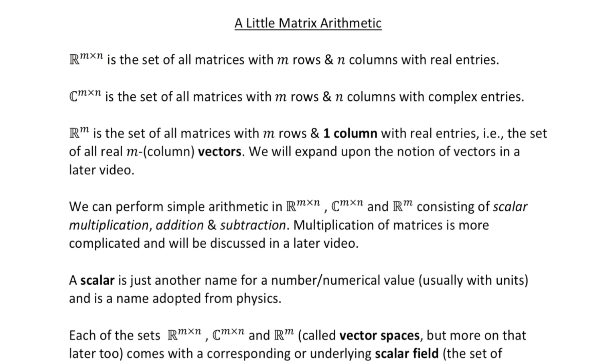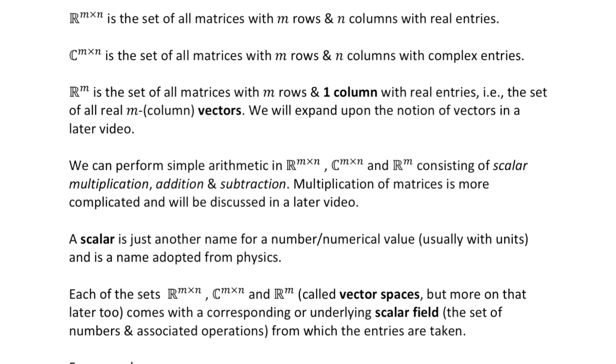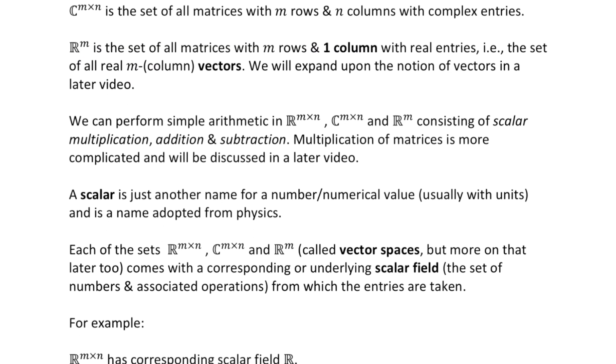R^m is the set of all matrices with m rows and 1 column with real entries. This is sometimes known as the set of all real m vectors or m column vectors. Okay? We'll expand upon the notion of vectors in a later video. We're only touching on it here as a matrix or an array of numbers for now. We can perform operations in each of these sets of matrices consisting of scalar multiplication, addition, and subtraction. Multiplication of matrices is a bit more complicated and will be discussed in a later video.